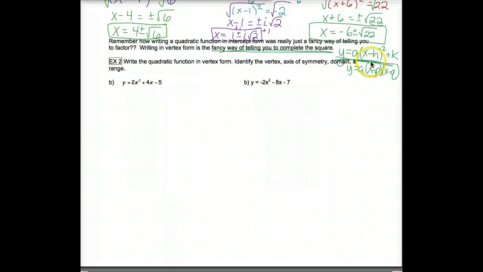So on these ones, we're going to have some steps that we need to follow. And the first of that is that we are going to separate the constant. So we are going to move the constant over with the y. Once we've done that, then we're going to complete the square just like we have been.